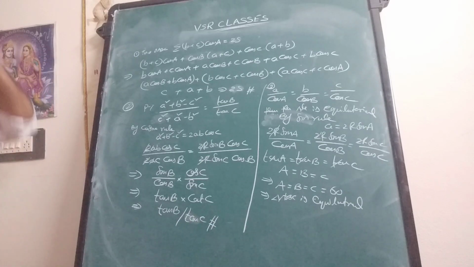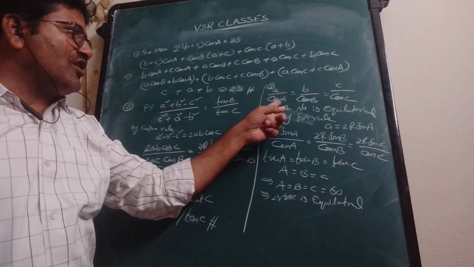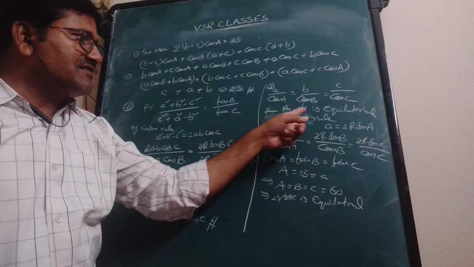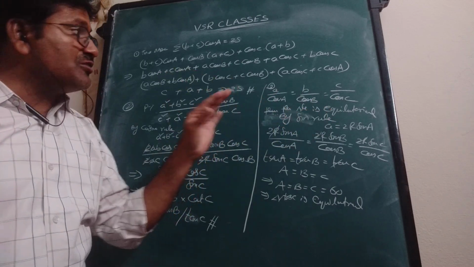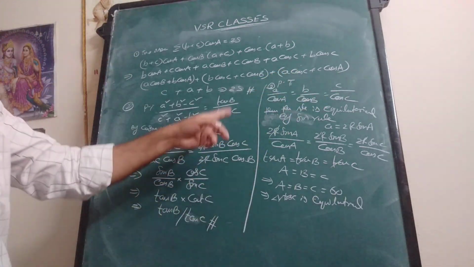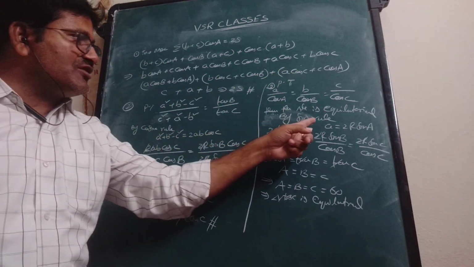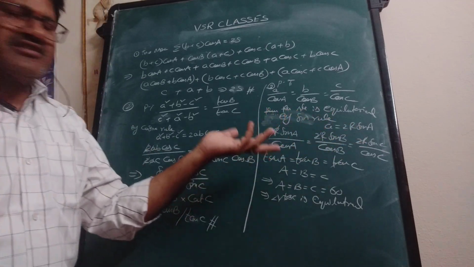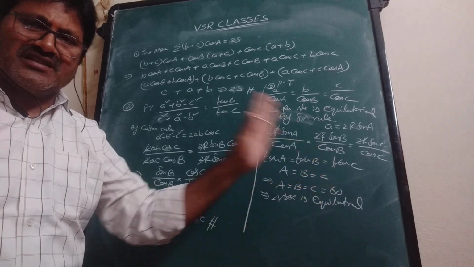Okay. Now he has given another one. A by cos A is equal to B by cos B equal to C by cos C. Then the triangle is equilateral. We have to prove that. If this is so, then the triangle is equilateral. By the sine rule, what do I have? A is equal to 2R sin A. Similarly, B is equal to 2R sin B, C is equal to 2R sin C. Like this you can write.